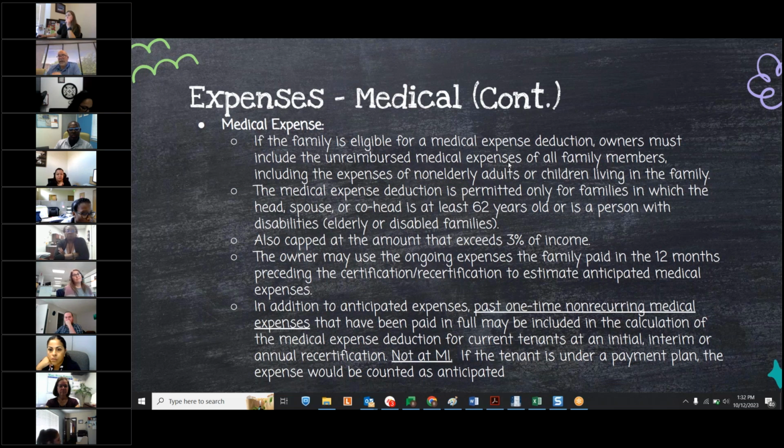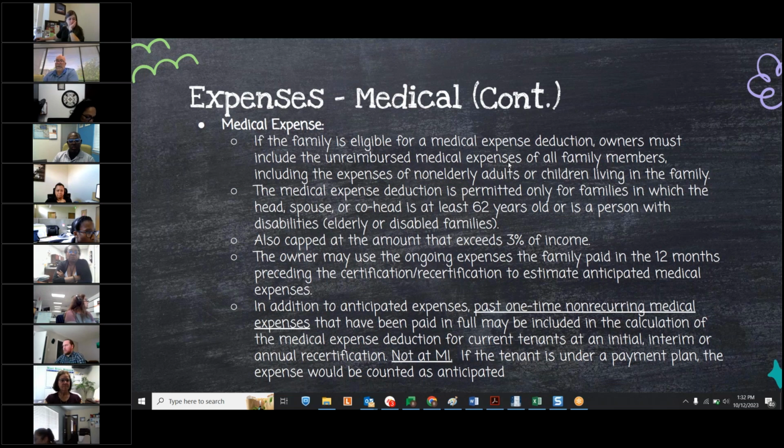But the household has to pay for something, right? And there has to be some expense for a disabled member. So it could be a disabled dependent that then allows someone else to work. Okay. Got it. Cool.